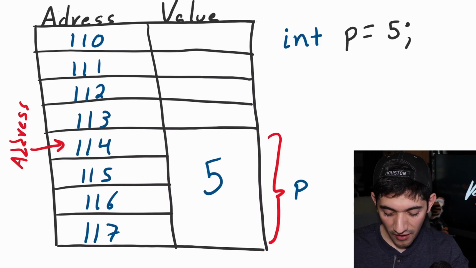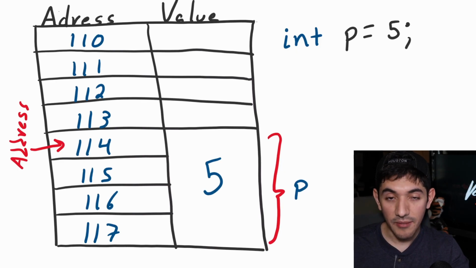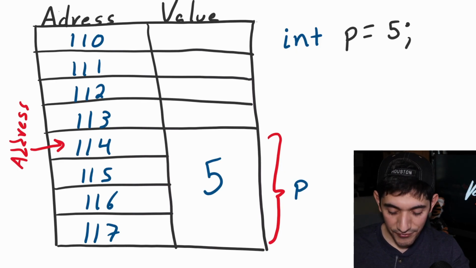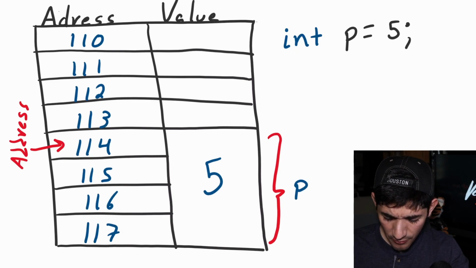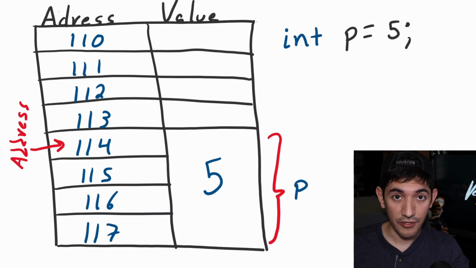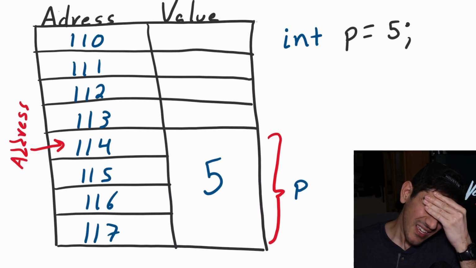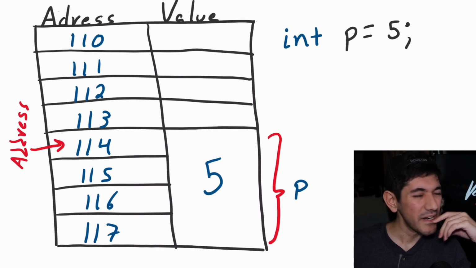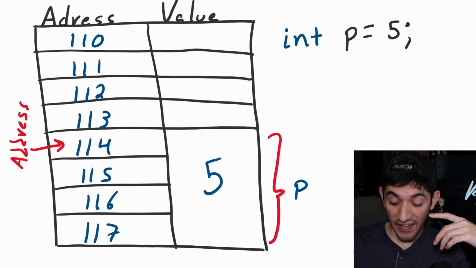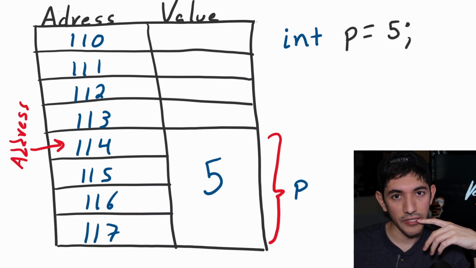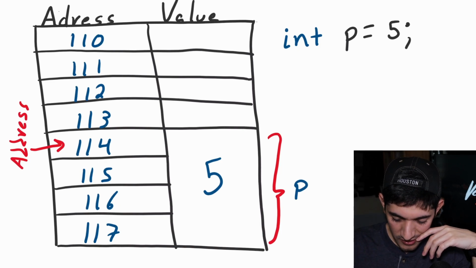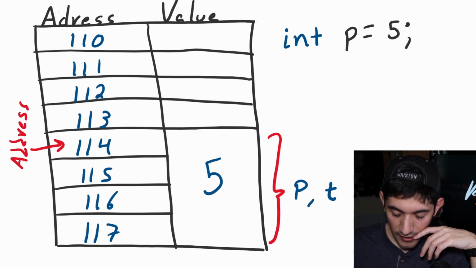So let's take a look at our table. Here I created the table again, and I already created it, so you don't have to see me draw it. Here we have a variable called p with a value 5, and this variable p is at location 114. That's its address. Now, imagine that you say, you know what, I don't mind p, but I would like to have another variable name for the exact same location. What if instead of p, I'm just going to call it T?